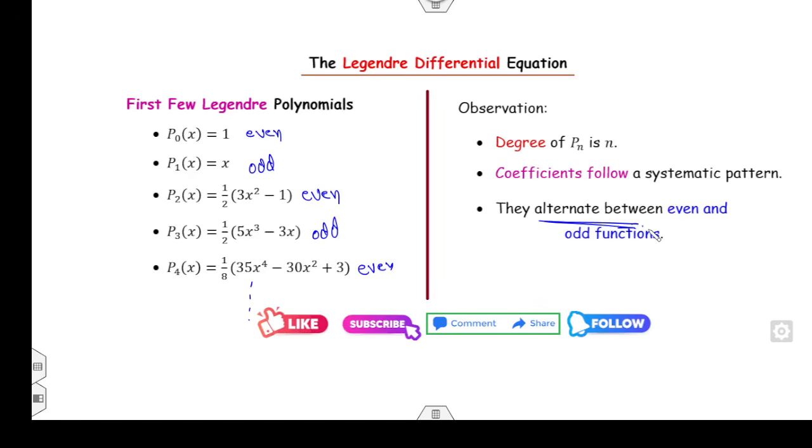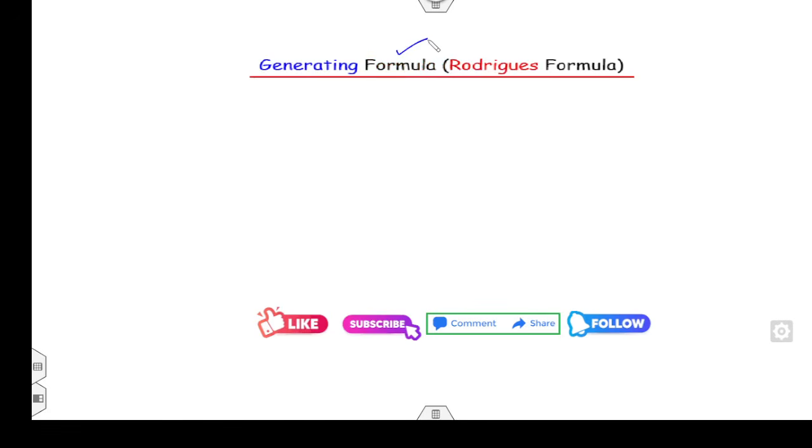But the question arises: how can we generate these polynomials? One method is to solve the Legendre equation, but that is a very tedious process. How can we compute P5, how can you compute P of 10? In order to generate these polynomials, we can define a generating formula called the Rodrigues formula.